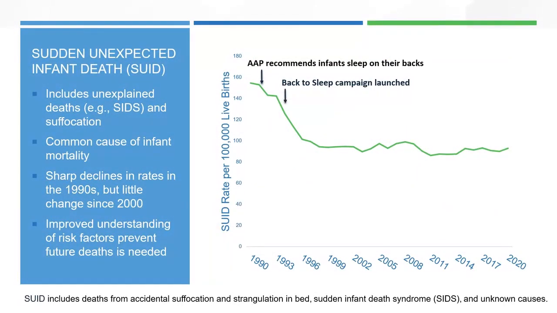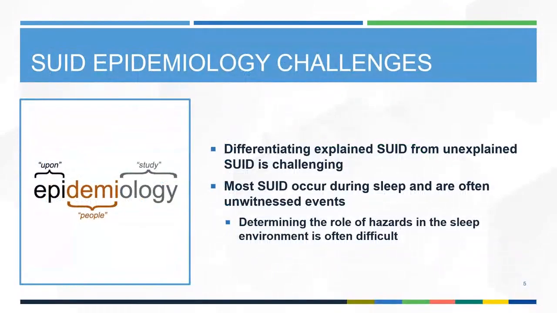And though there were declines in the rate of these deaths in the United States following the recommendation to place infants on their backs to sleep in the early 90s, the rate of these tragedies has remained fairly stable since the early 2000s. Differentiating explained SUID from unexplained SUID can be challenging because, again, most of these are occurring during sleep and are often unwitnessed events, which can make determining the exact circumstances and the role of hazards in the sleep environment difficult.